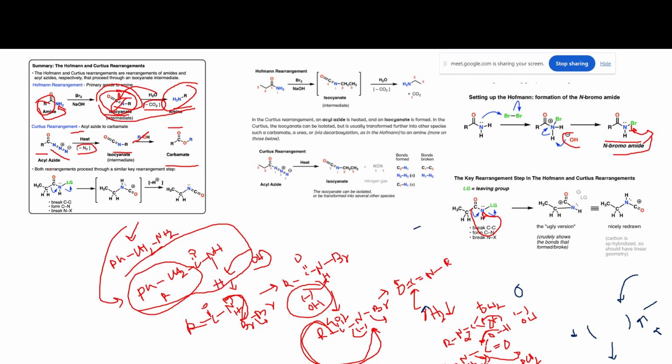First, from an N-bromoamide, the bromide leaving group is taken out, and you form an isocyanate. From this isocyanate, if carbon dioxide comes out, you ultimately form the amine.